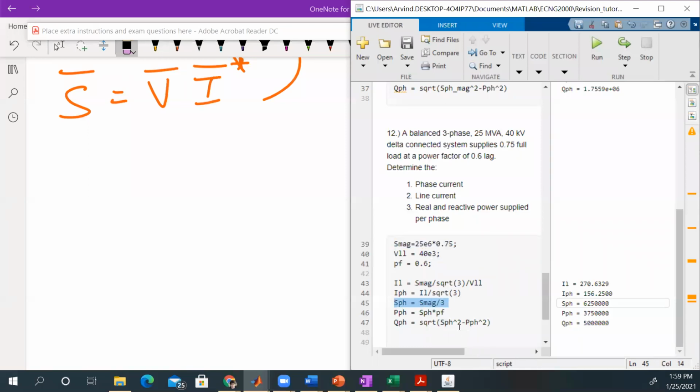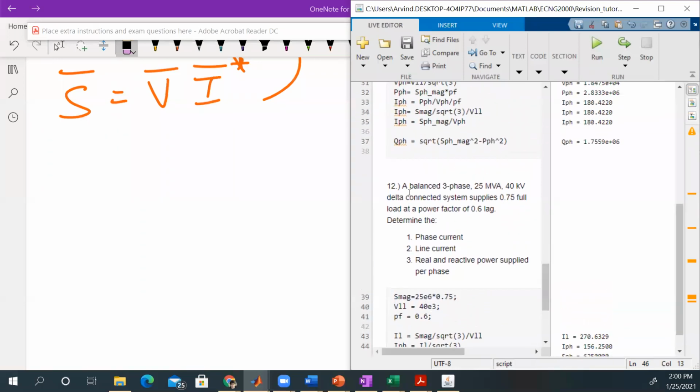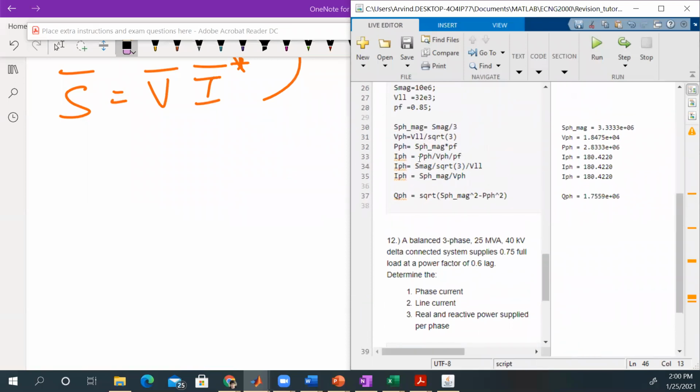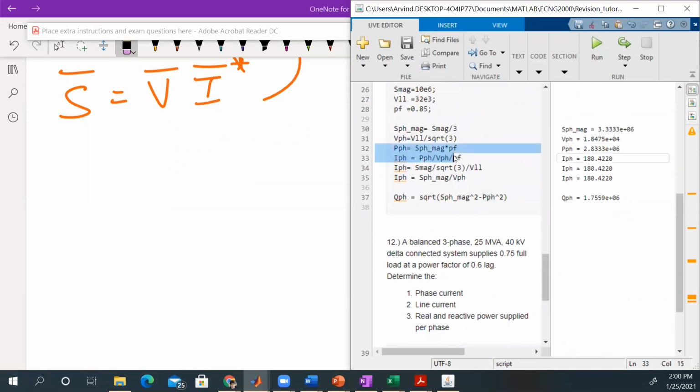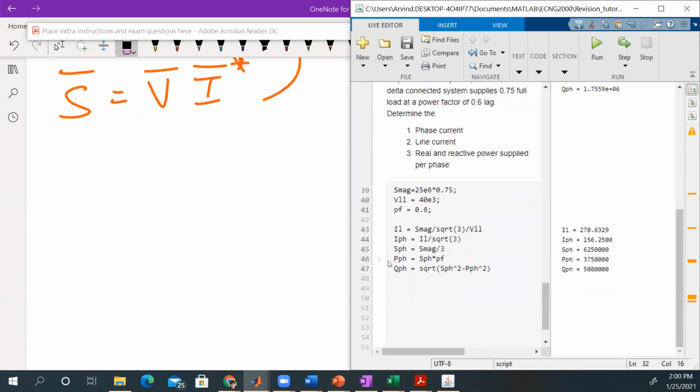Since it is a balanced system, the three phases are equal. P per phase is simply S multiplied by the power factor, as you have for everything, right? We do that in some other places too. Like P is S multiplied by the power factor, right? So S multiplied by the power factor.